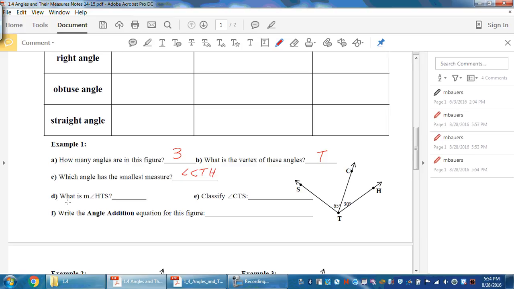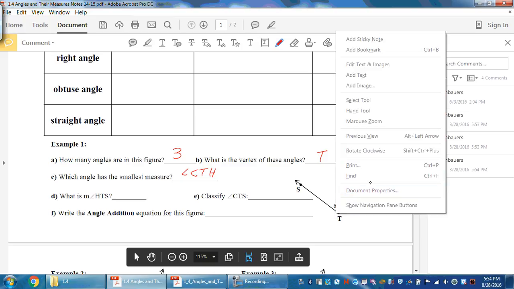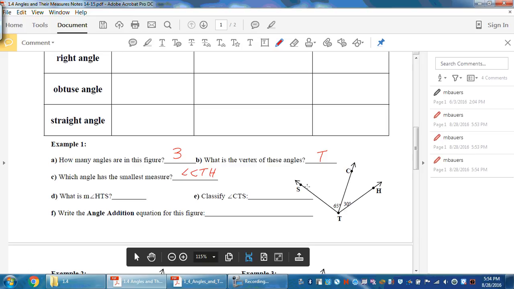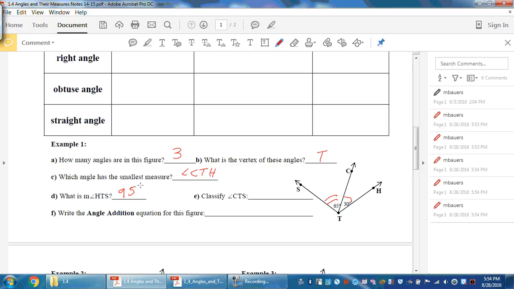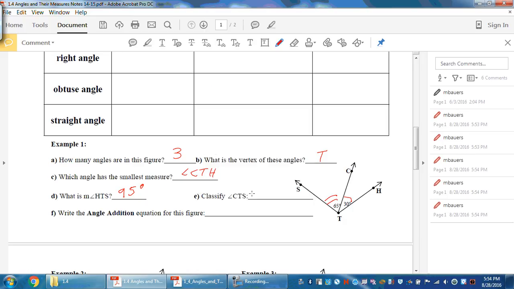This M here means what is the measure of angle HTS. So HTS is this one. Well, if this one is 30 and this one is 65, what's the whole thing? You're going to add them up. You get 95 degrees. HTS is 95 degrees. Now, CTS is 65 degrees. So when they ask you to classify it, you're going to say it's acute.